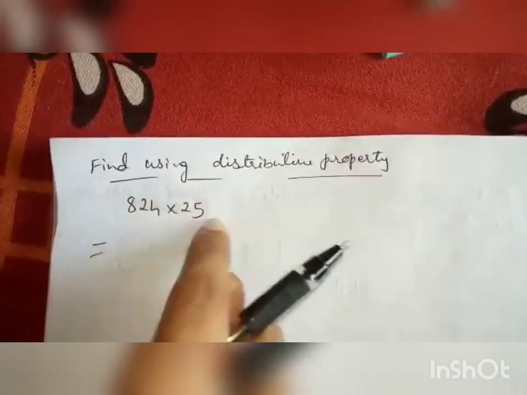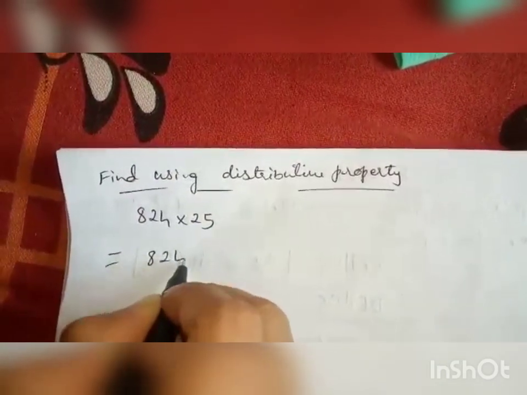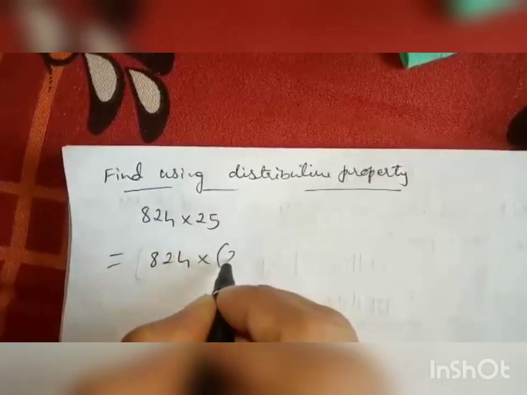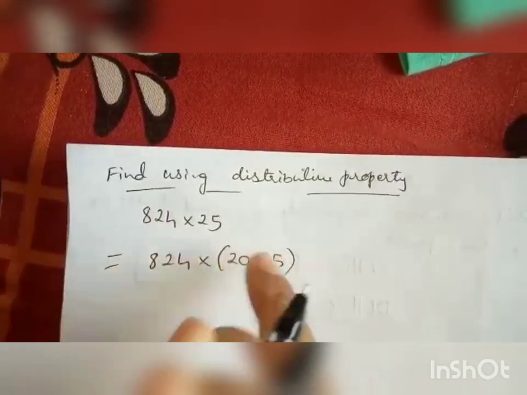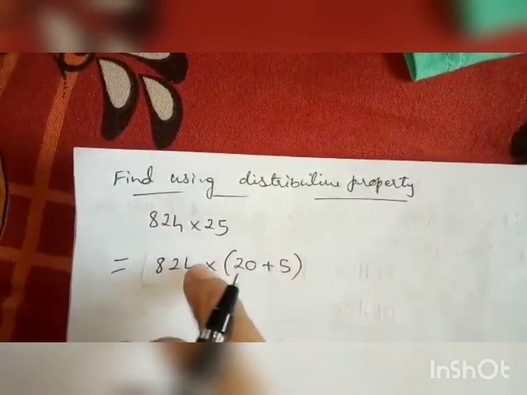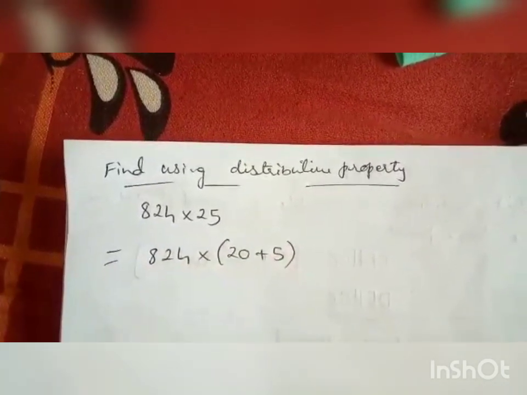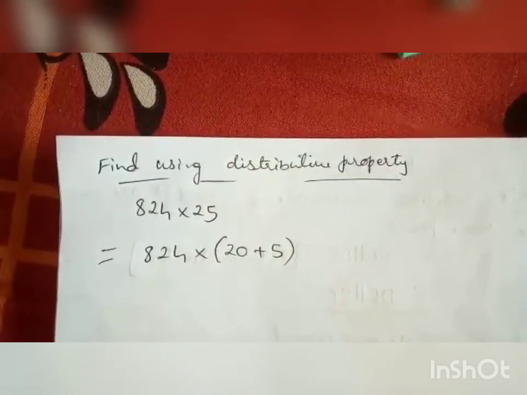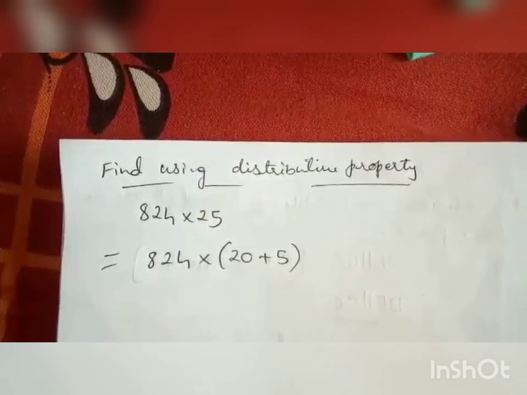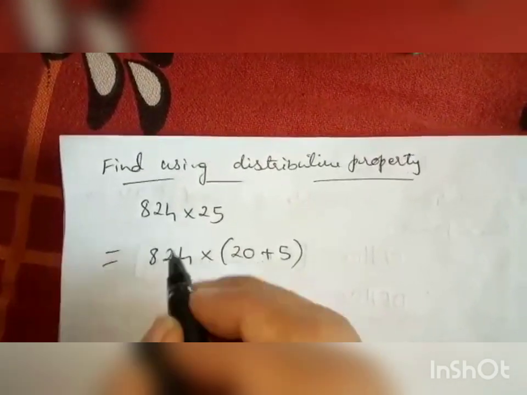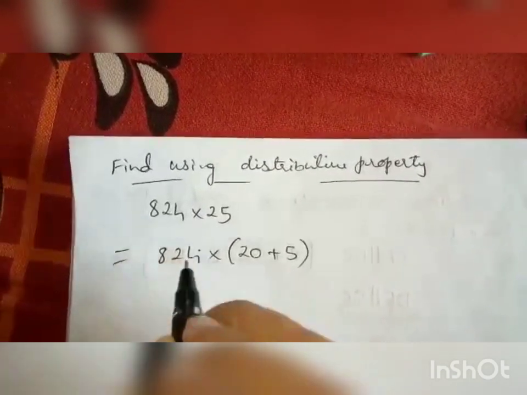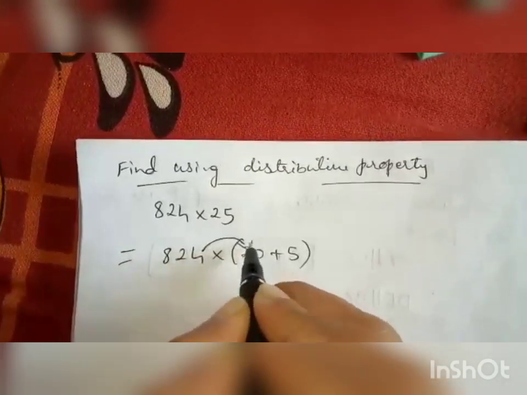Here we will split 25. So 824 into 25, we can write it as 20 plus 5, right? 20 plus 5 is 25. Now you got 3 different numbers and you have the multiplication symbol and addition symbol also. So now you can use distributive property here, right? So how will you do distributive property? What I said: you have to multiply the outside number to the numbers inside the bracket.